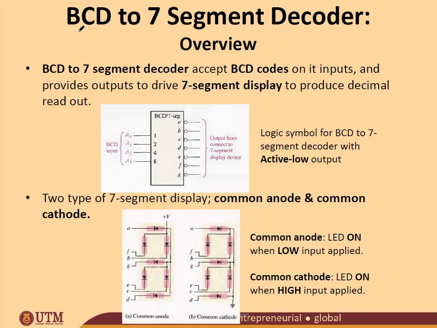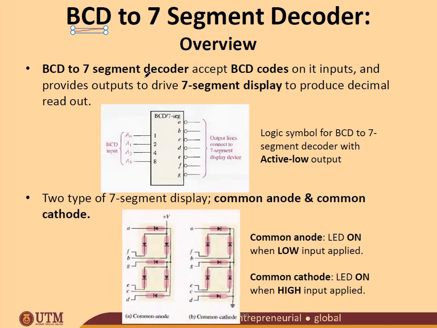What does it mean by BCD? Just like I told you, BCD is the binary coded decimal. The decimal numbers we have are 0 until 9. You couldn't have 10 until 15; that is impossible. The decimal numbers are from 0 until 9. That's why we call it binary coded decimal. It's just a decimal number represented in binary. So, to 7-segment decoders.